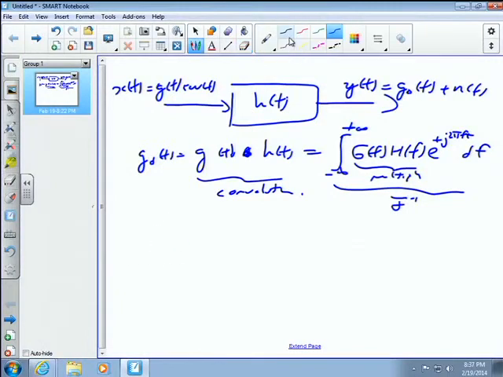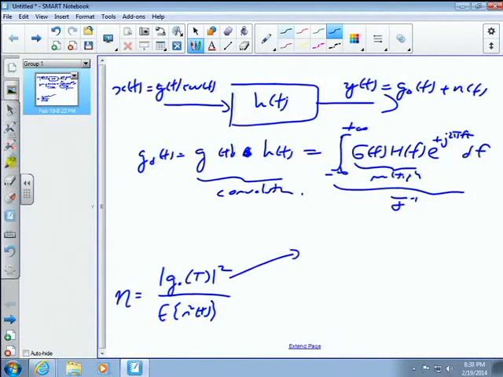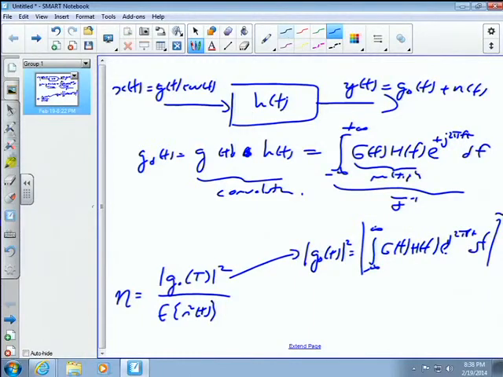So remember the peak pulse SNR, nu, is equal to the magnitude squared of g_0(T) at big T divided by the mean squared average of the noise at the output. So here, this is easy. You take the magnitude squared of g_0(T), and that's going to be equal to the magnitude squared of this integral expression. We'll come back to this, because we're not going to just leave it in this format. Oh, heavens no. Squared.